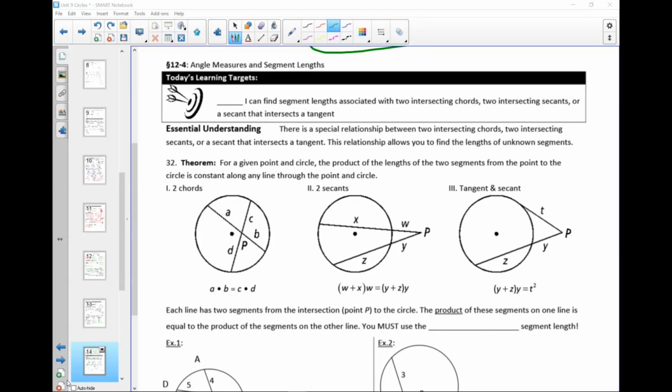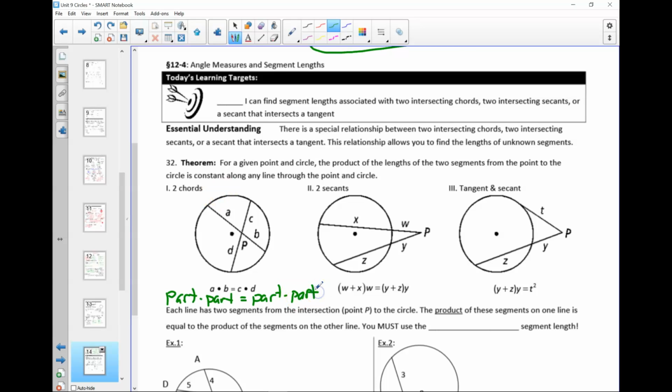For a given point and a circle, the product of the lengths of the two segments from the point to the circle is a constant along any line through the point and circle. So if you have two chords, if you multiply A times B, it will equal C times D. A way of thinking of that is part times part equals part times part.